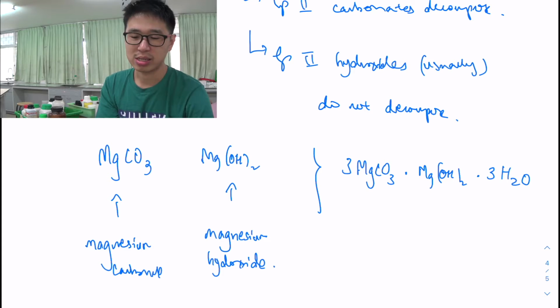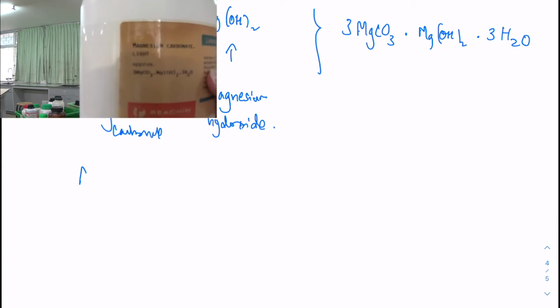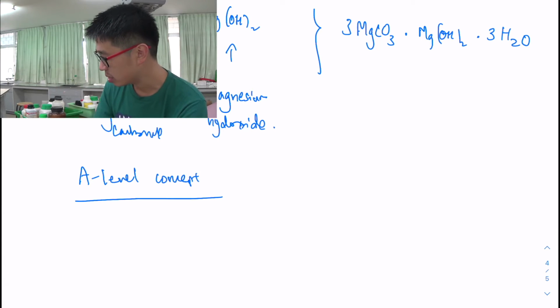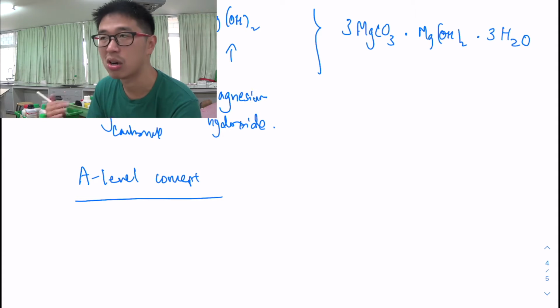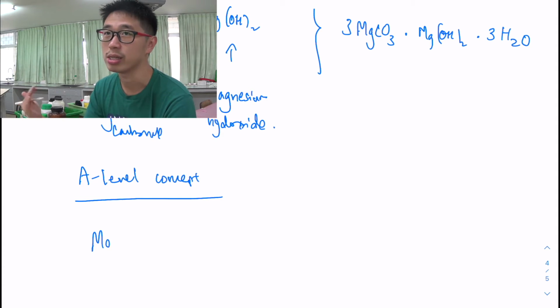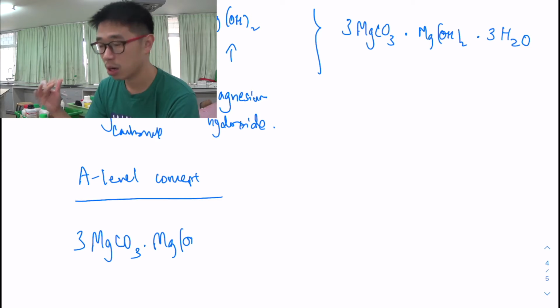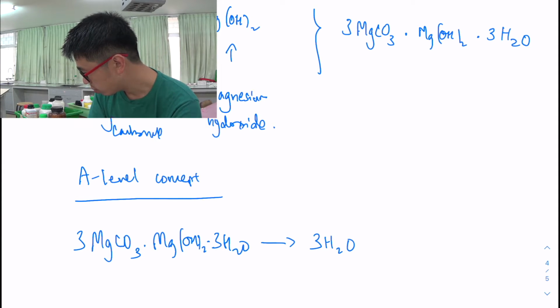The reason why this is interesting is because they can ask you in what we call gravimetric analysis. Gravimetric analysis is an important A-level concept, and this has also been asked in an O-level or IGCSE setting, but not as a practical, as an alternative to practical, because you can think about the experiment being, let's say, 3 MgCO3, Mg(OH)2, dot 3H2O.